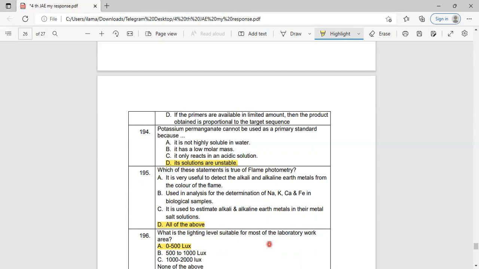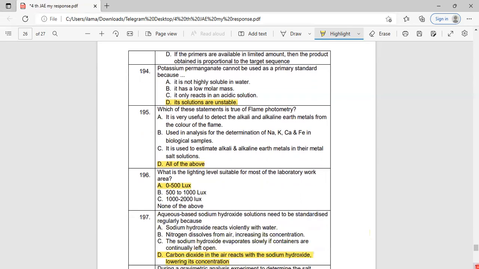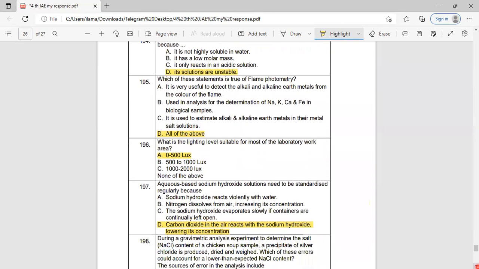What is the lighting level suitable for most laboratory work areas? 0 to 500 lux. An aqueous solution of sodium hydroxide needs to be standardized regularly because carbon dioxide in air reacts with sodium hydroxide and lowers its concentration.